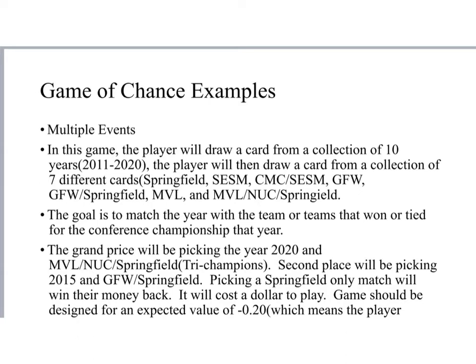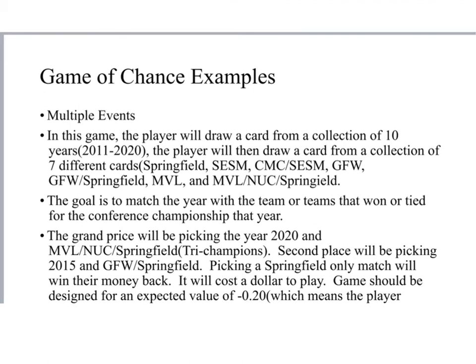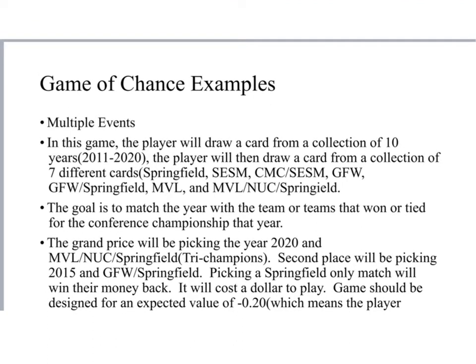Second place will be picking 2015 and GFW Springfield card. Picking a Springfield-only match will win their money back. Realize that Springfield won multiple years, and those will be on the next screen. The game should be designed for an expected value of negative 0.20, which means the player will lose on average 20 cents for every dollar they play.